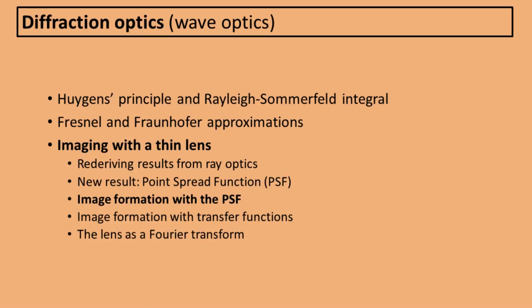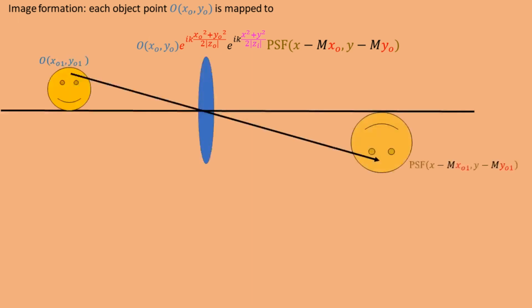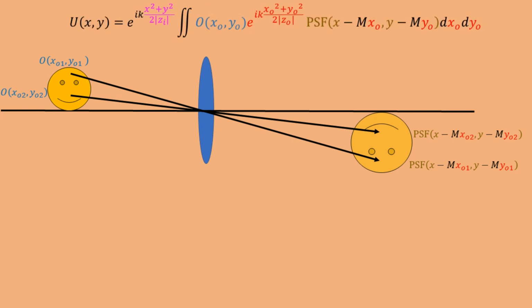Now let's see how we can describe an image of an object using the point spread function. We've seen that each point source creates a PSF in the image plane. If we consider an object O as a collection of point sources, then each object point will generate a shifted PSF. The total field in the image plane is then given by adding all those shifted PSFs together, which will give an image of the object that is slightly blurred, depending on the size of the PSF.